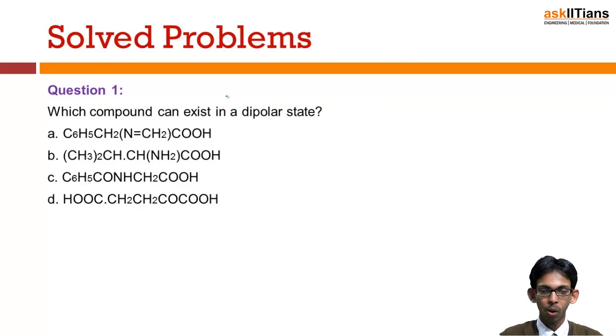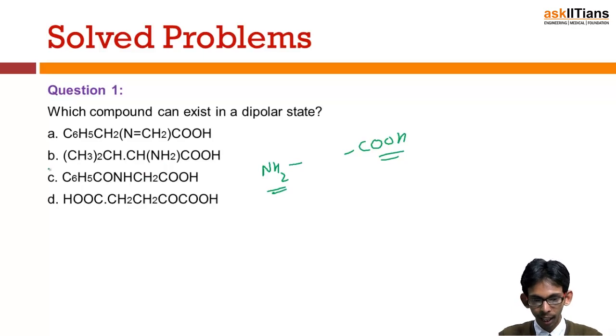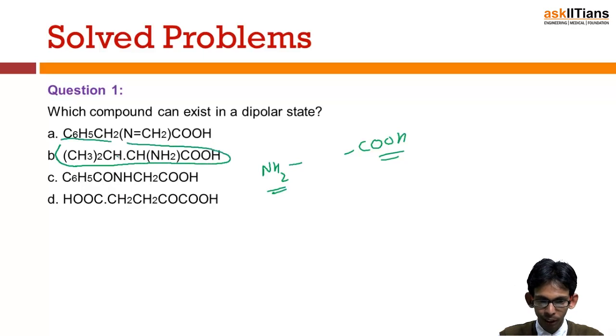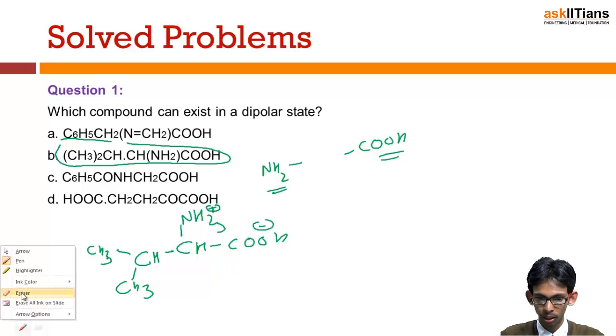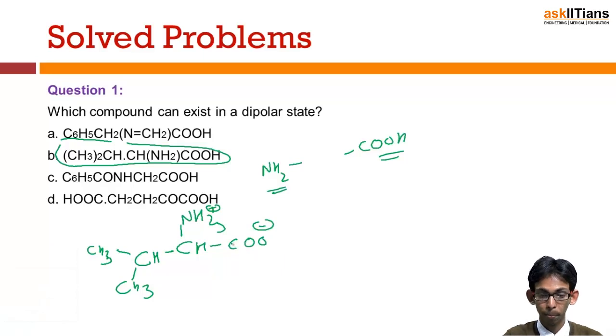Now, there is a solved problem. Which compound can exist in the dipolar state? Obviously, the compound in which there is a free amine group and a free carboxylic acid group can exist in the dipolar state. Looking at the options, it is this one, B. The structure of B is CH3CH(NH2)COOH. So this can exist as a dipolar ion in this form. So the correct option is B.